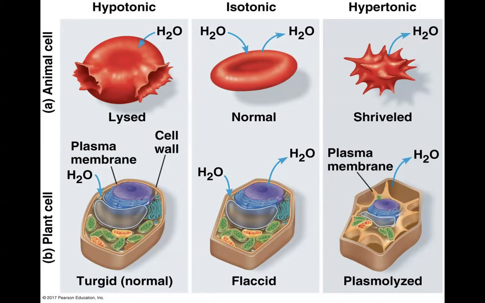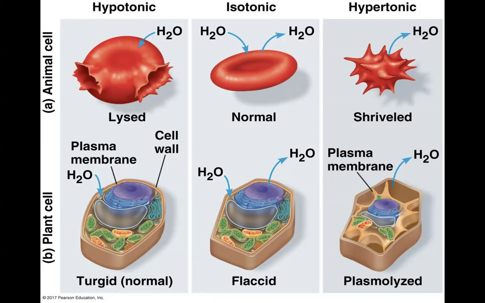On the other hand, if I were to place that red blood cell in something that is hypertonic, that means that by definition, that solution would have more solute. So going back to my example, inside of the cell I have 60% solute, 40% water. If I place it in a hypertonic solution, that means that I would have maybe 70% solute outside of my cell and 30% water.